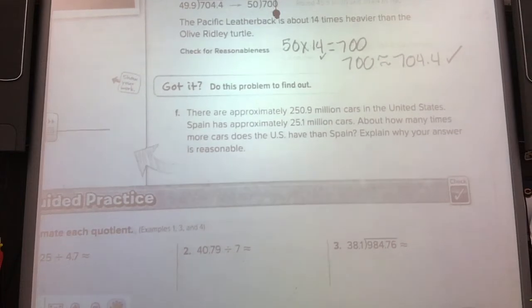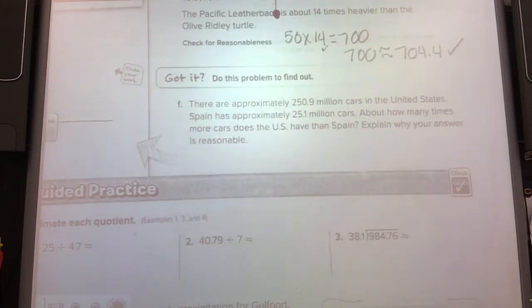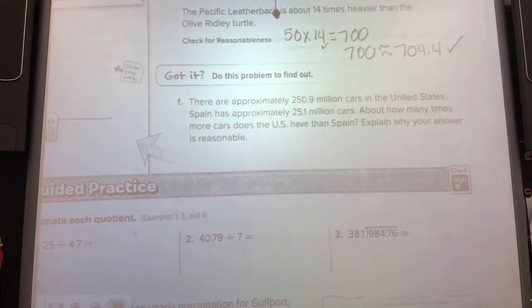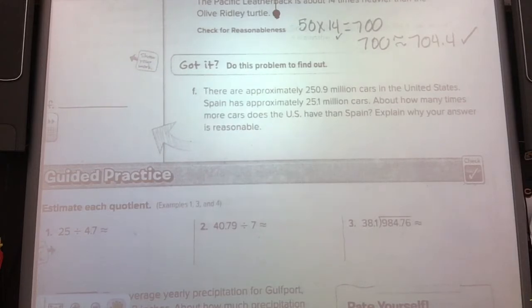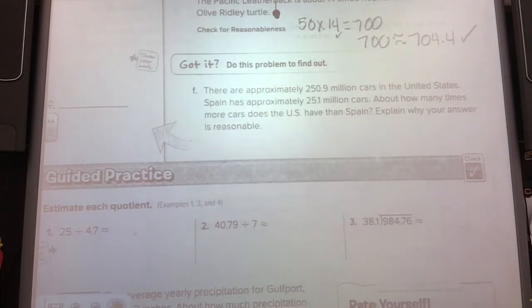All right, there are approximately 250.9 million cars in the United States. That is a lot. Spain has approximately 25.1 million cars. About how many times more cars does the United States have than Spain? Explain your answer. Man, do we have a lot of cars.